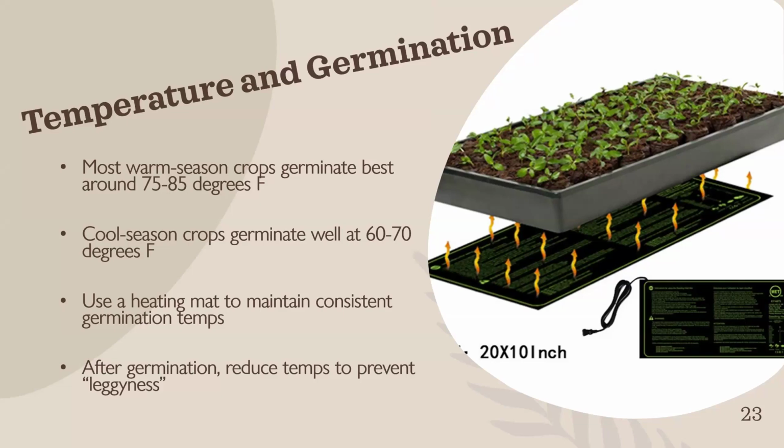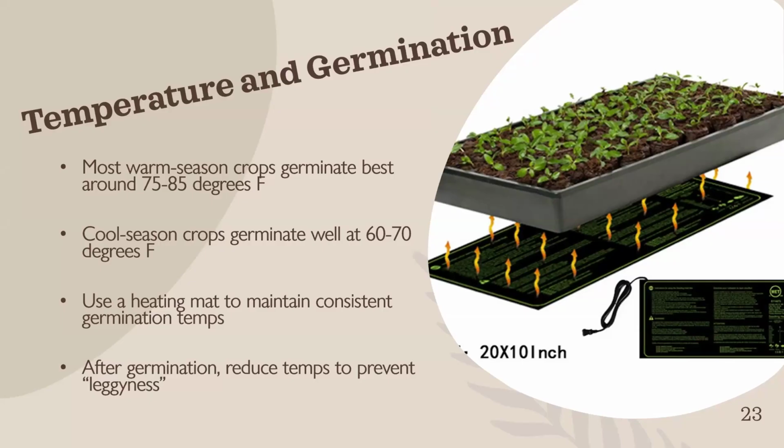So most warm season crops are going to germinate best around 75 degrees to 85 degrees Fahrenheit. Remember, those warm season crops are things like tomatoes or cucumbers, or corn. Those need that warm summer night, so they're going to need a warmer environment to germinate properly and start strong.